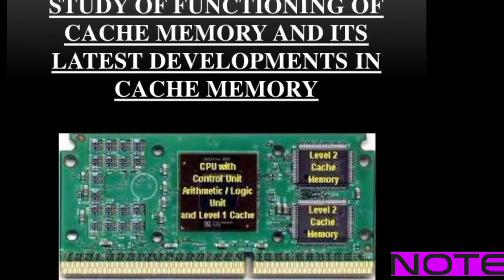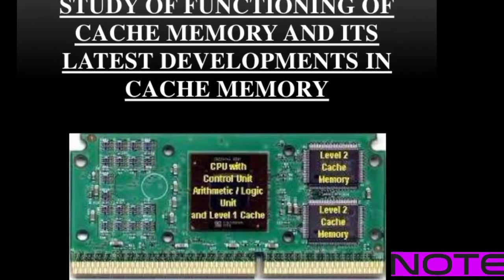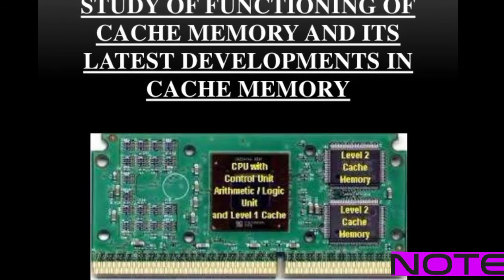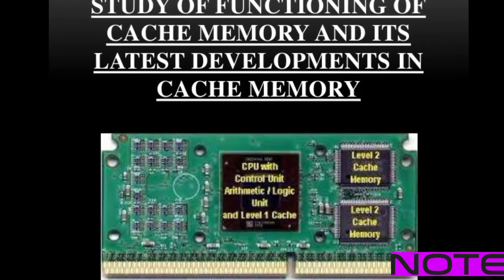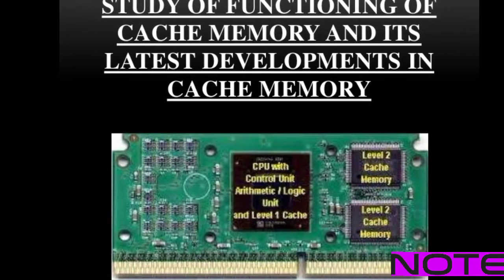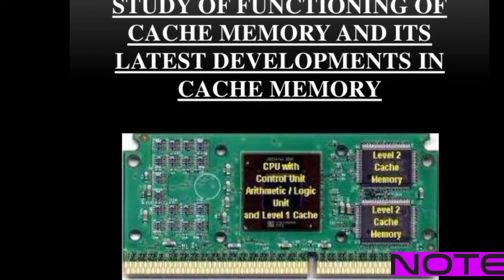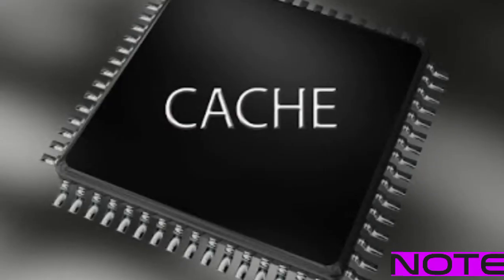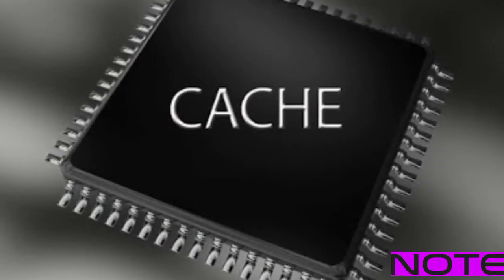When a program is running and the CPU wants to read an instruction or data, it first checks if the same is available in the cache. If it is found, it is delivered to the CPU. Otherwise, a block of memory including the requested information is fetched from the main memory. This block of instructions is then copied to the cache memory and delivered to the CPU.